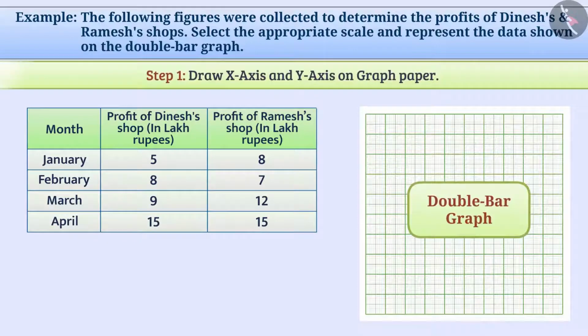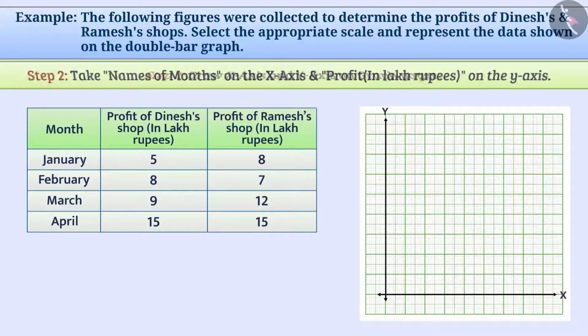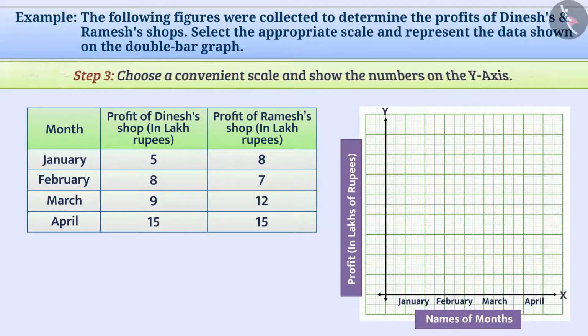First, we will draw two mutually perpendicular lines on the paper, take names of months on the x-axis and profit in lakhs of rupees on the y-axis. For our convenience, we will choose a convenient scale. Like here, we can take 1 unit equal to 2 lakh rupees. According to the scale, we will show the numbers on the y-axis.